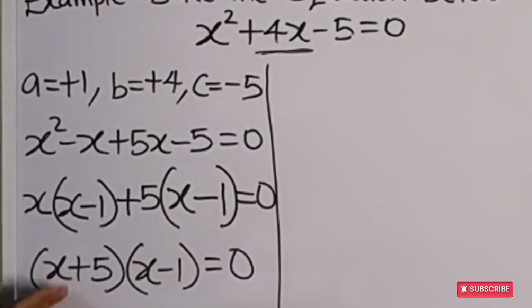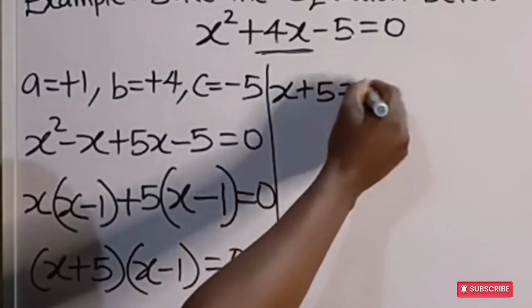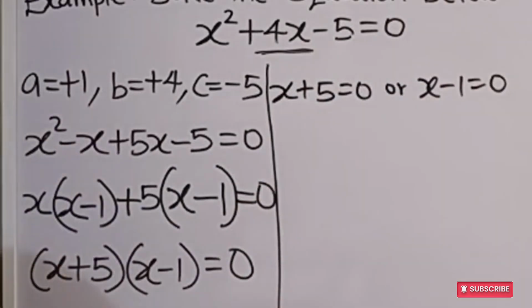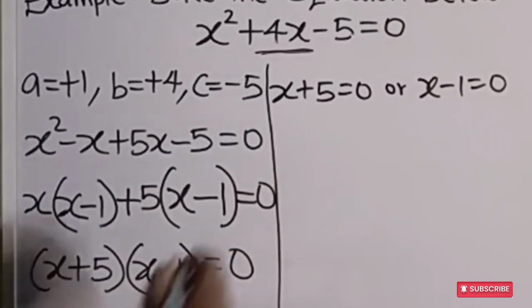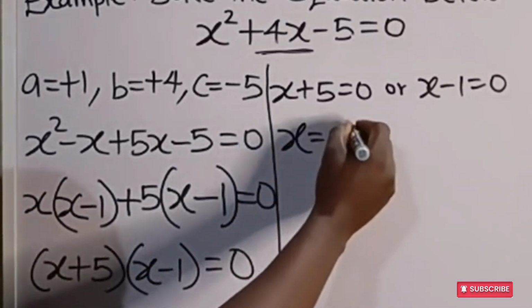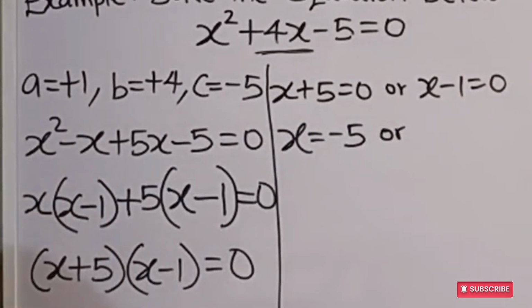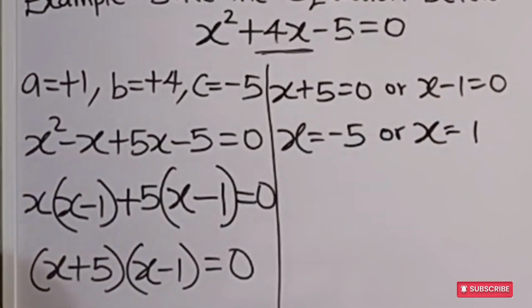So finally, we equate each of the values in the brackets to 0. So we have x plus 5 is equal to 0, or x minus 1 is equal to 0. So from what we've learned in basic equation, when plus 5 crosses over the equal to sign, it becomes minus 5. So x is equal to minus 5, or when minus 1 crosses the equal to sign, it becomes plus. So x is equal to 1.